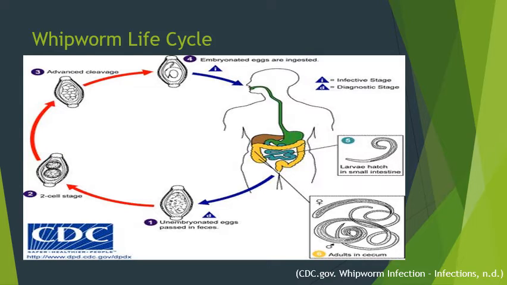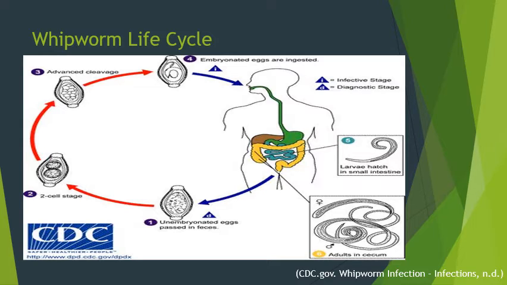Adult whipworms are found in the large intestine, usually in the ileocecal region. After mating, the eggs leave the body in the feces. Eggs must be embryonated before they are infective, which takes about 3 weeks. Infective eggs are ingested via fecal-oral transmission.